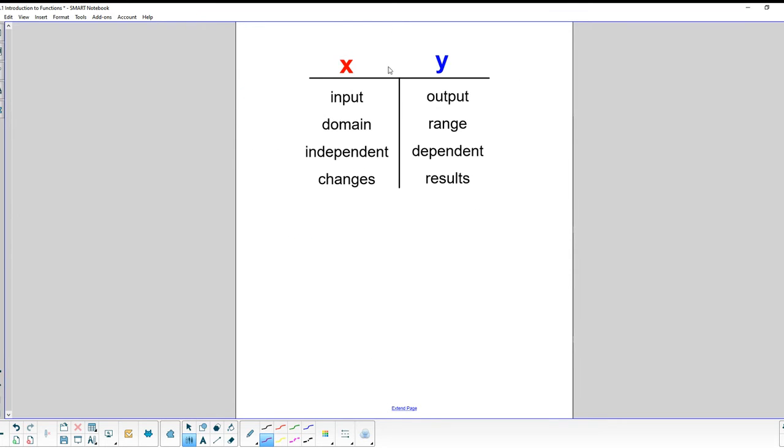All right, so let's kind of summarize. All the x values in these functions can be called the inputs, the domain, the independent variable, or another word for it is changes. This number is going to change, and we're going to get a result on the other side. The other variable, the y value, is also often called the output or the range or the dependent variable or the results of what we put in to the function.